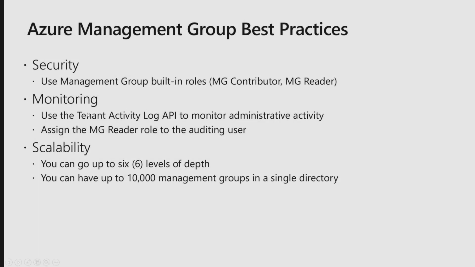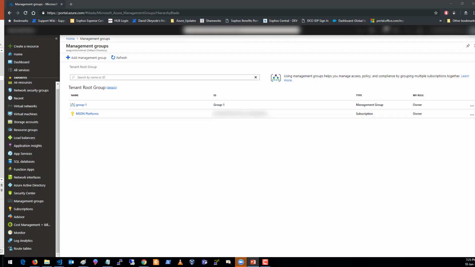There's a tenant activity log, so you can check out the tenant activity log API. That's where you need to make an API call to get the information on who is doing what against management groups. In terms of scalability, like I mentioned, you can have up to 6 levels of depth of nested management groups, and up to 10,000 management groups in a single directory. So if you have a single Azure Active Directory account, you can have up to 10,000 management groups there.